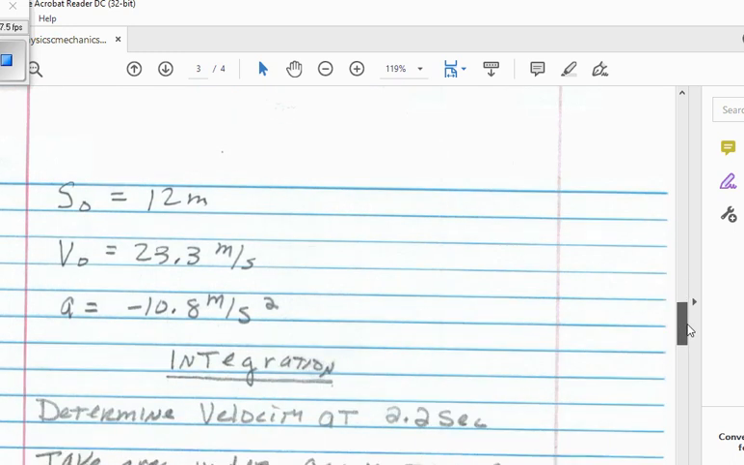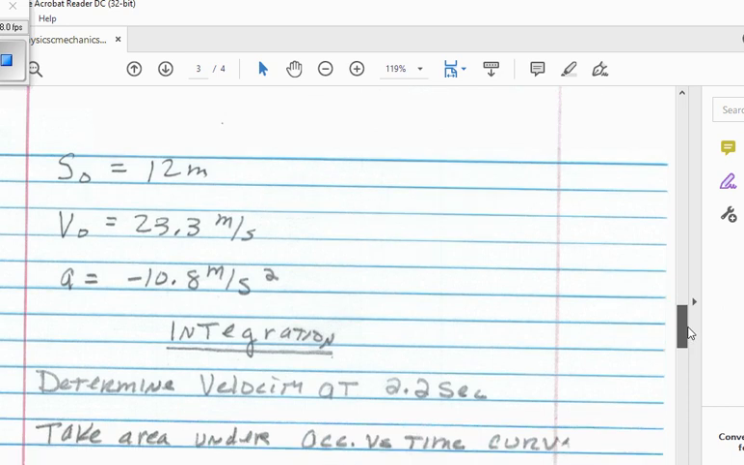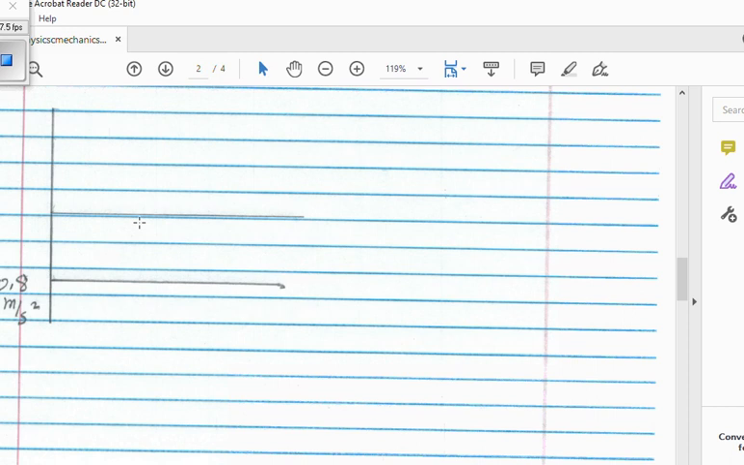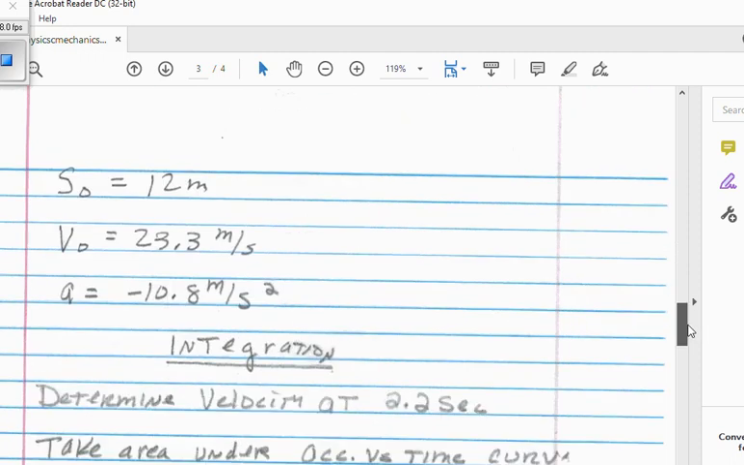So we want to determine the velocity at 2.2 seconds. So we're going to take the area under our acceleration versus time graph. And if we quickly go back to see what that looks like, we're going to be taking the area of a box. Okay, 2.2 seconds is right here. If you can imagine, this is a box here. We're just simply going to take the area underneath that curve. So let's go ahead and do that.